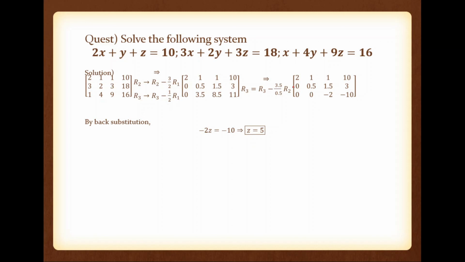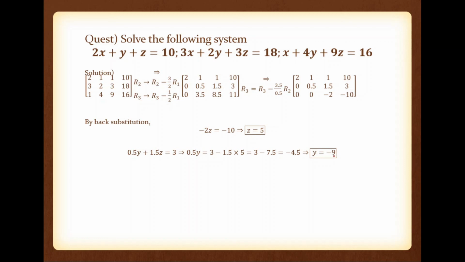Now take the second row: 0x plus 0.5y plus 1.5z equal to 3, where we know the value of z is equal to 5. So 0.5y is equal to 3 minus 1.5 into 5. What is the value? 3 minus 7.5, that is minus 4.5. So 0.5y is equal to minus 4.5. So what is the value of y? Minus 4.5 divided by 0.5, minus 9. y equal to minus 9.